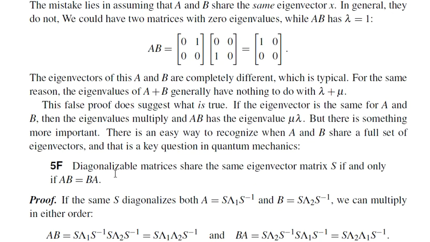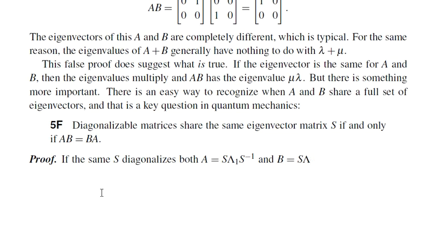And another thing regarding diagonalizable matrices: diagonalizable matrices share the same eigenvector matrix if and only if AB is equal to BA. We know that AB is usually not equal to BA, and if AB is equal to BA has to happen, then the eigenvector matrix should be the same for both A and B.